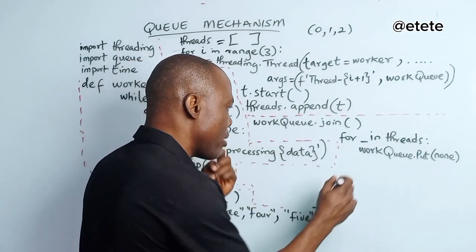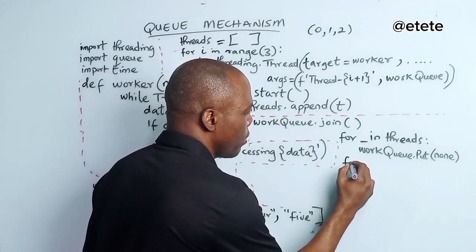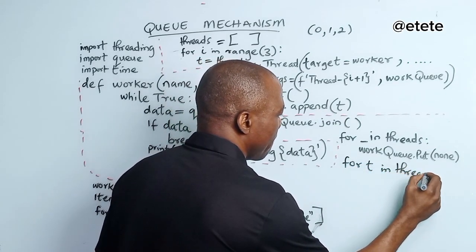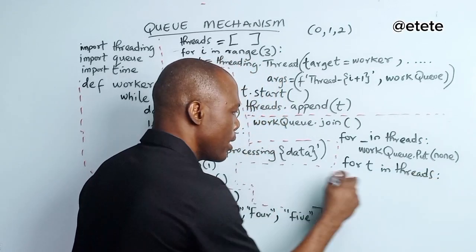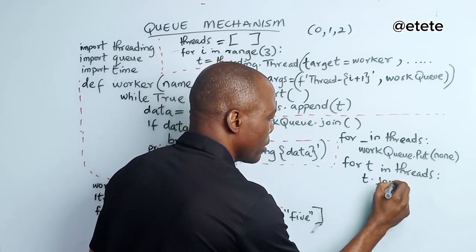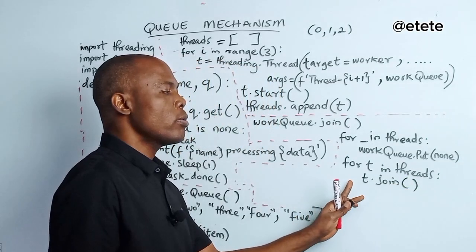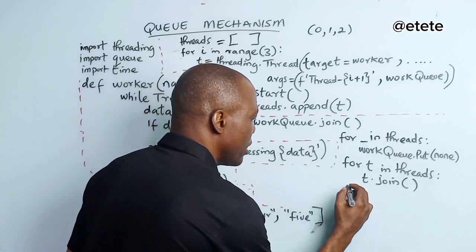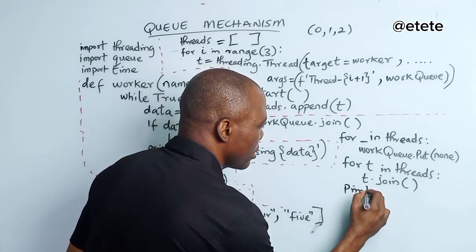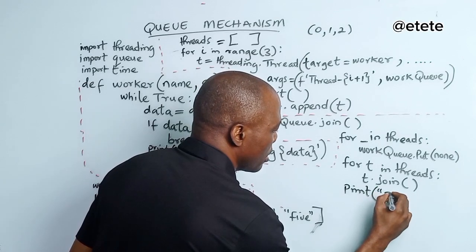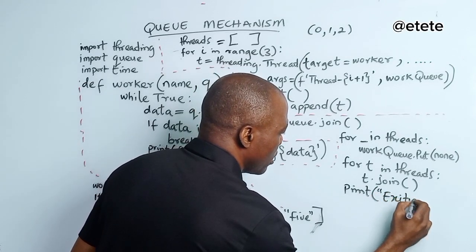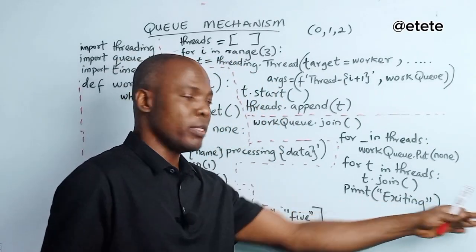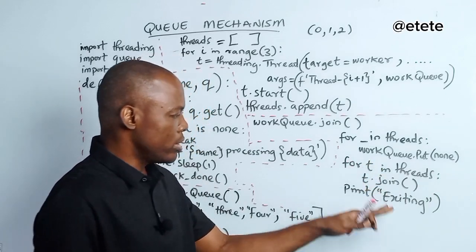So that instruction will now be, the final instruction will be for T in threads, right? Go in and then T dot join. So this one will be instructing the main thread to wait for all the threads to return before the main thread will now print exiting, right? Because of no space, I will have just written exiting main thread. So this is the final instruction.